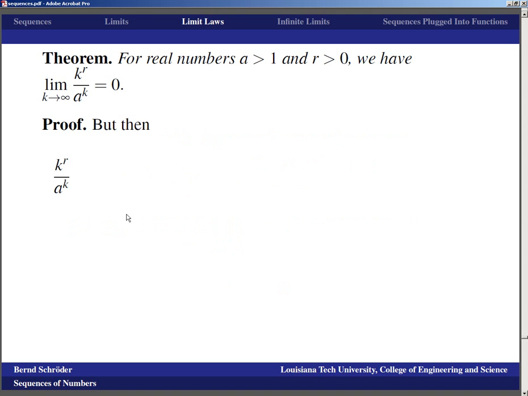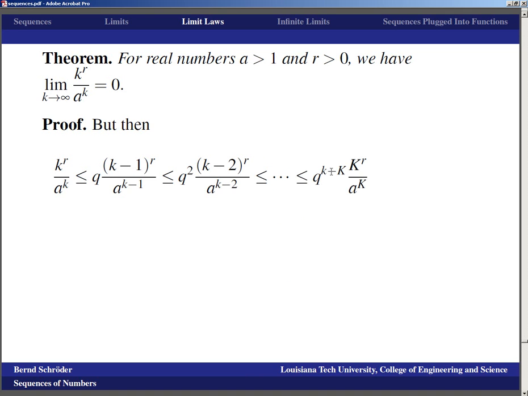What does that mean? Well, that means that k to the r divided by a to the k is smaller than q times the previous term, k minus 1 to the r divided by a to the k minus 1, which is then smaller or equal than q squared times the previous term from that, which is k minus 2 to the r divided by a to the k minus 2, and so on all the way to q to the k minus capital K times k to the r over a to the k.